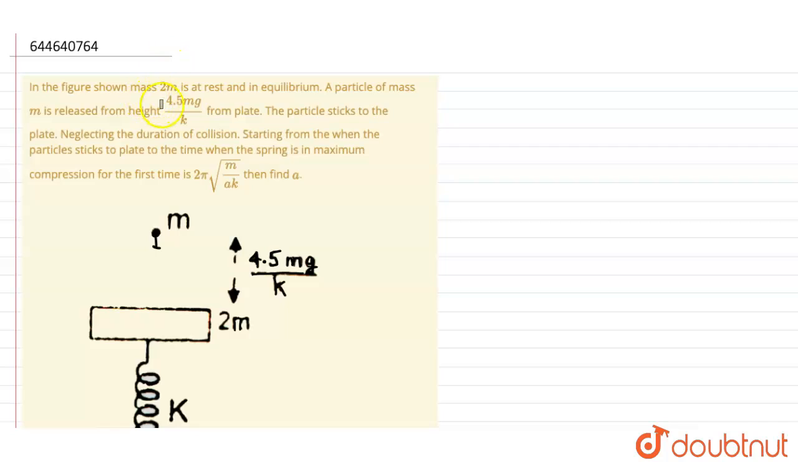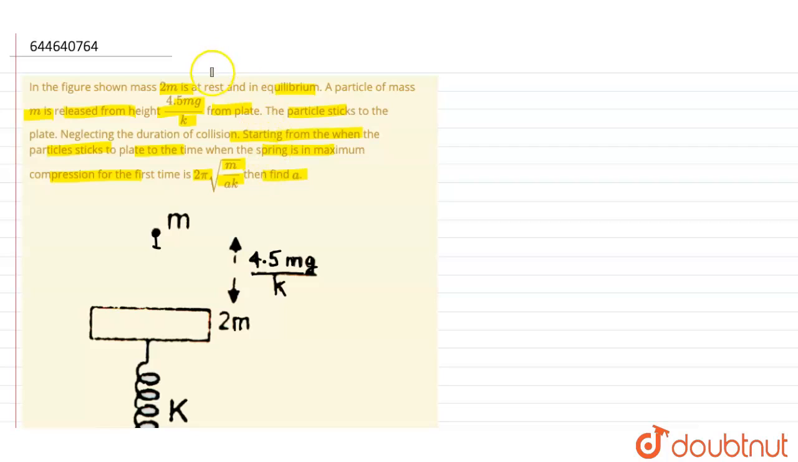Hello. So the question is: in the figure, the mass 2m is at rest and in equilibrium. A particle of mass m is released from the height 4.5 mg/k from the plate. The particle sticks to the plate, neglecting the duration of the collision. The time from when the particle sticks to the plate to the time when the spring is at maximum compression for the first time is 2 pi root m by ak, in which we have to find the value of a.